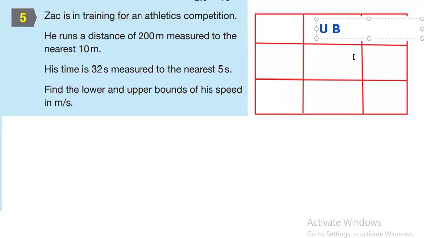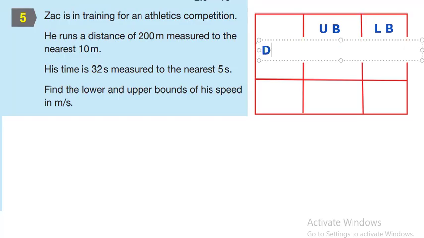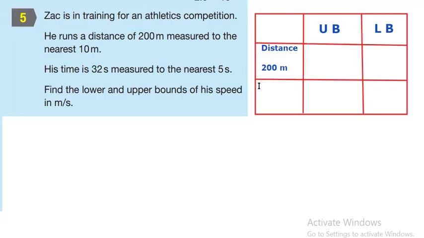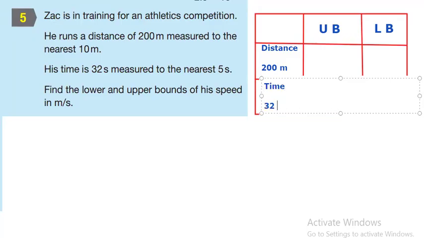Focus on the steps and follow the right steps, okay? This is upper bound and this is lower bound. Now, here we will have the measurements. First, we will have the distance. Let's write distance so we don't forget. We will make it smaller so it fits. So this is the distance, and the distance is 200 meters. And then we will have the time, and the time is in seconds, and we have 32 seconds.